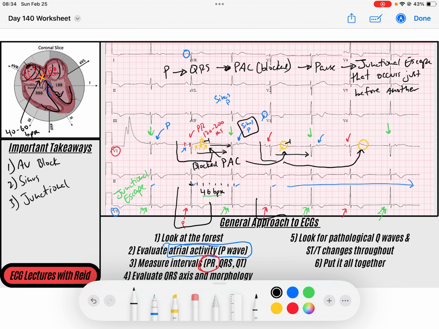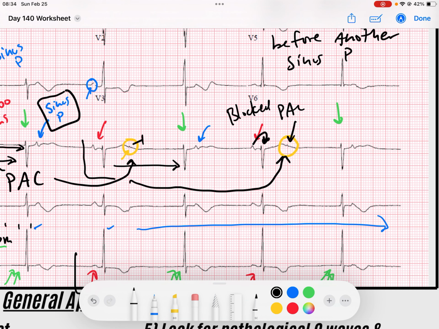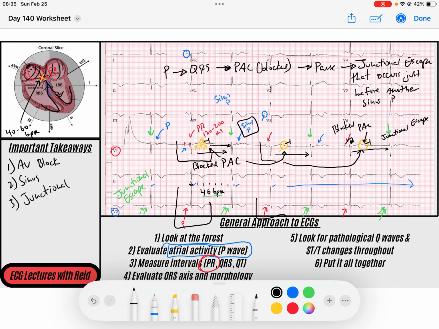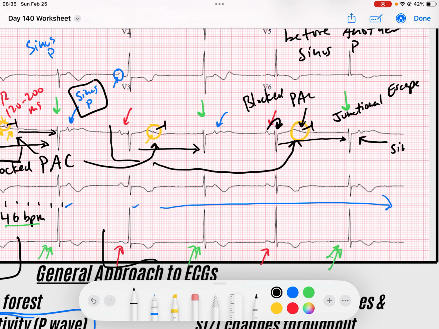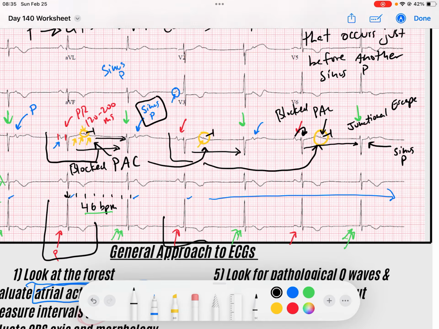Look at this here. We have our sinus P wave that conducts to this QRS. We have a premature atrial contraction that is blocked because it occurred early enough where the AV node couldn't conduct that signal down, and so that was blocked. We have this pause in our rhythm that leads to a junctional escape beat, because we know that the AV junction can fire a beat every 40 to 60 beats per minute. And just as the junctional escape beat happens, just a split second later, we get our normal sinus P wave. Why is the sinus P wave occurring late?